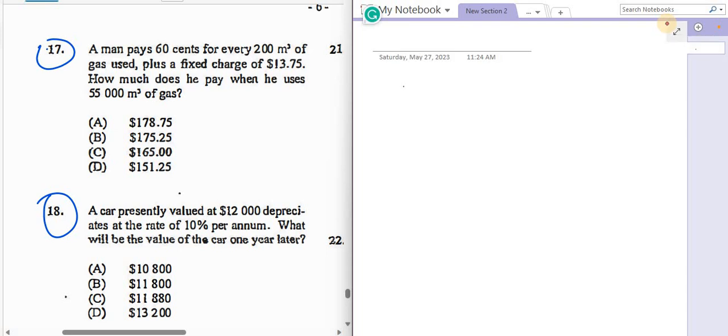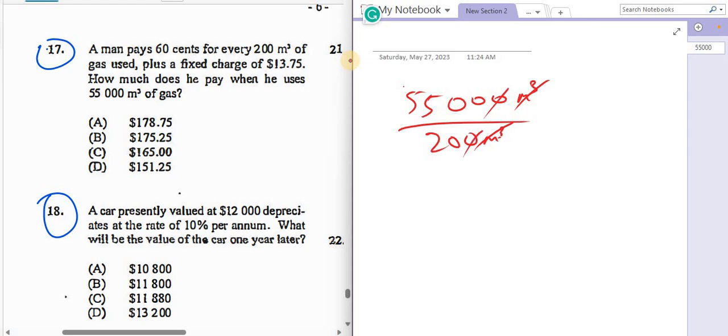Never mind. So I can say, well, how many 200 meters cube can I get out of 55,000? That's another way of doing it. How many 200 meters cube can we get out of it, right? We can do that, right, guys? How many times can 200 meters cube enter 55,000? And you cancel this out, cancel this out, cancel this out. And you can divide that into it, right?